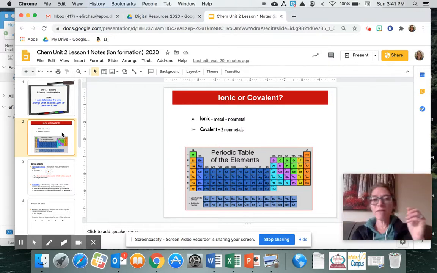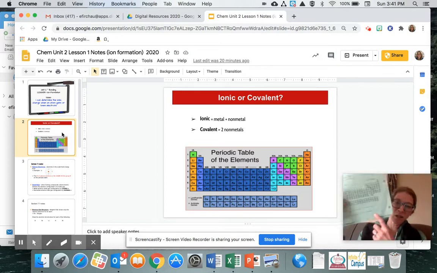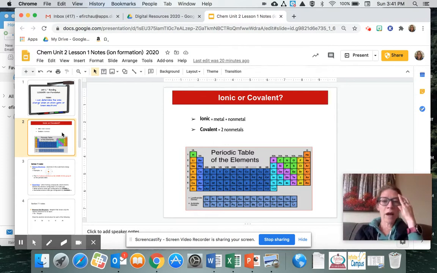All right, once you have that on the screen, I'm going to have you write the information for ionic and covalent right under your periodic table. So ionic bonds are formed when you have a metal and a nonmetal bonding together. A metal would be like potassium, a nonmetal would be like chlorine. So if you have potassium chloride, that would form an ionic bond. So ionic is from opposite sides of the periodic table.